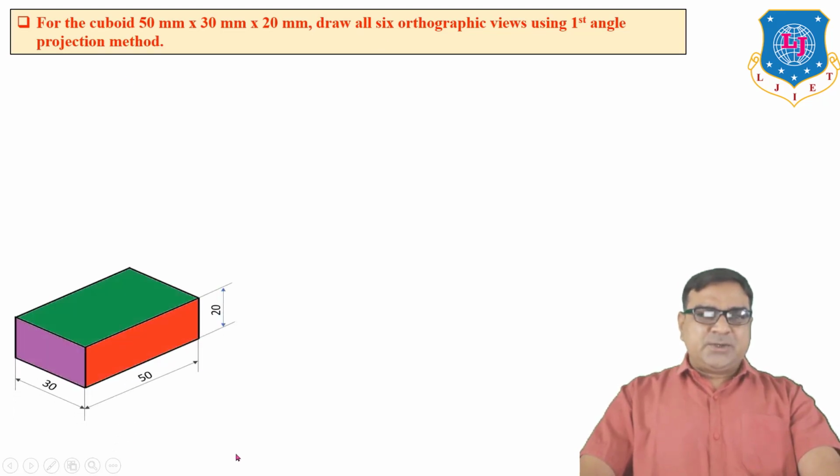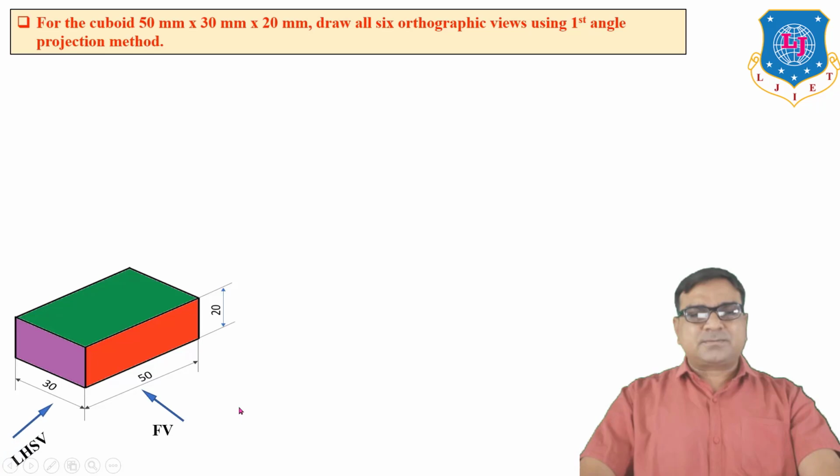So your object is a cuboid in which the length of the object is 50 mm, 30 mm width and 20 mm height. So this is known as the length of the object, width of the object and height of the object. So this is the 3D pictorial view. The arrow represents the position for the front view. So when we observe from here, we see the front view of the object. When we observe from here, this is a left hand side view. And when we observe from top, this is the position for the top view.